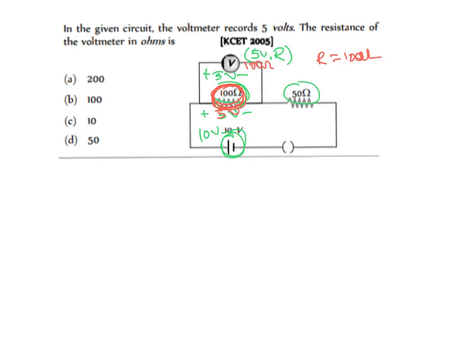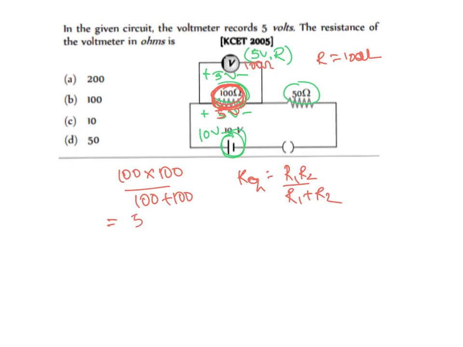So at that time, 100 into 100 divided by 100 plus 100, that is R equivalent, which must be equal to R1 R2 divided by R1 plus R2. This is what we have studied, right? So according to this, it is going to be 50 ohm here. Or else, when two equal resistors are connected in parallel, it is R by 2, so 100 divided by 2, that is 50 ohm here.